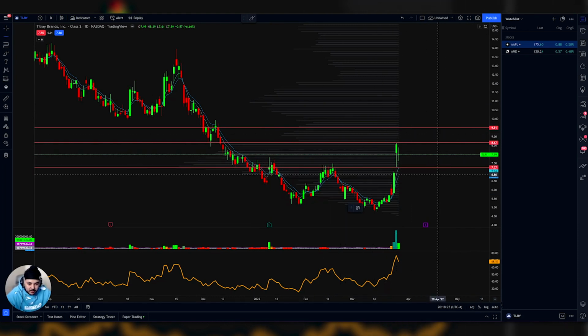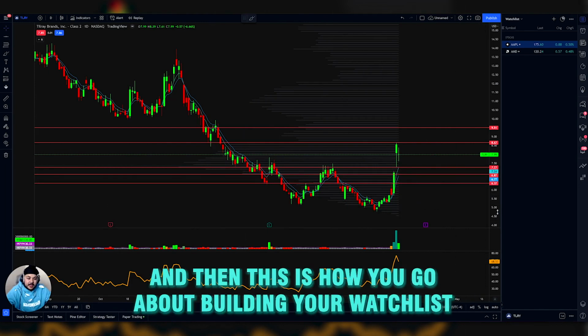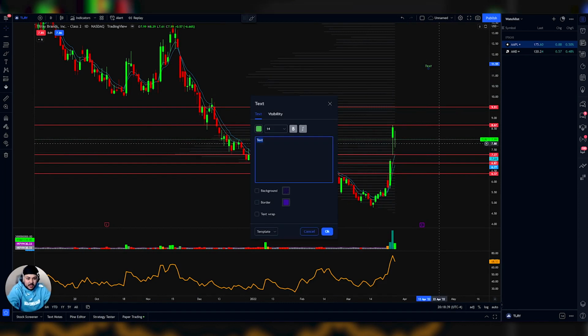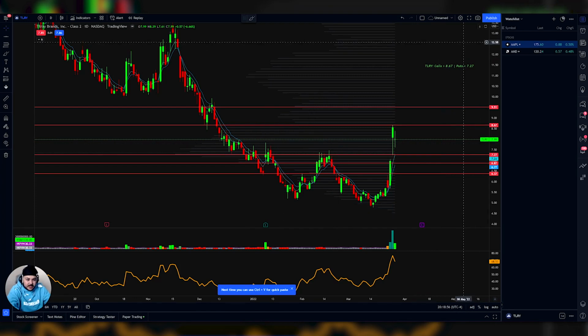And if it breaks 7.3, we're going to possibly see a move down to this area of consolidation it had here prior, 6.87. And if it breaks 6.87, we should see a nice move down to 6.3. And then this is how you go about building your watch list. Now the way you guys see it on Twitter, how a lot of people do it, they'll write Tilray, calls 8.67, and then they'll put puts under 7.27. This is how they would write it, right?